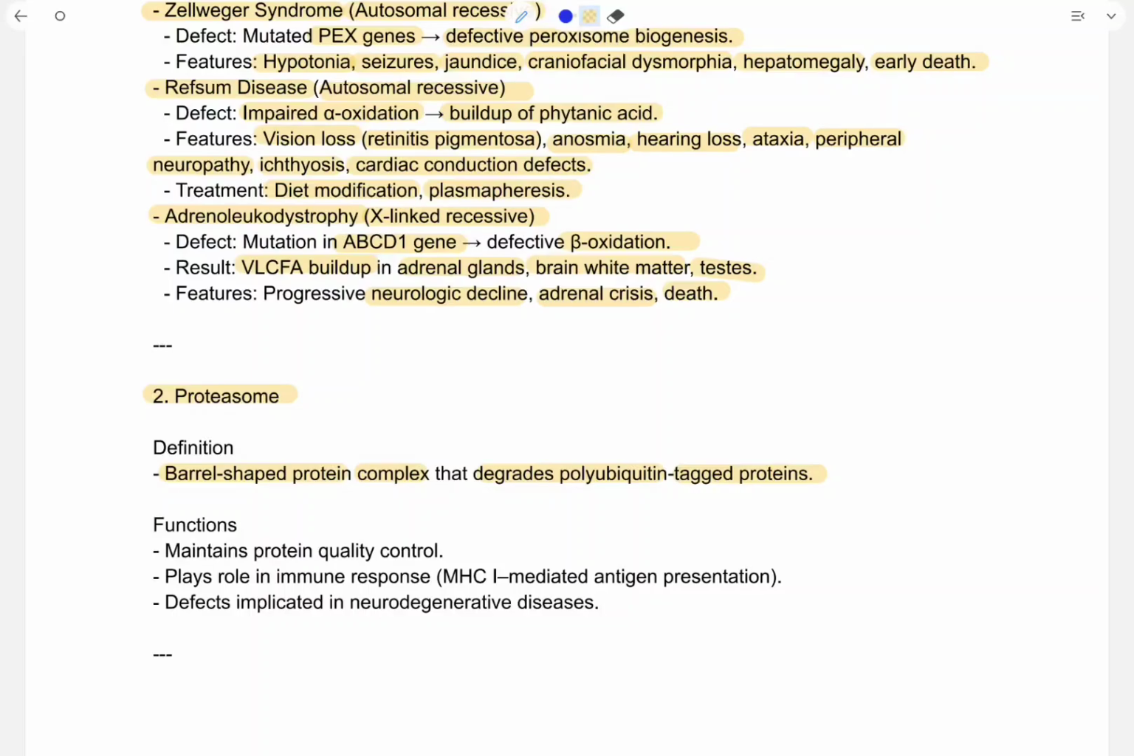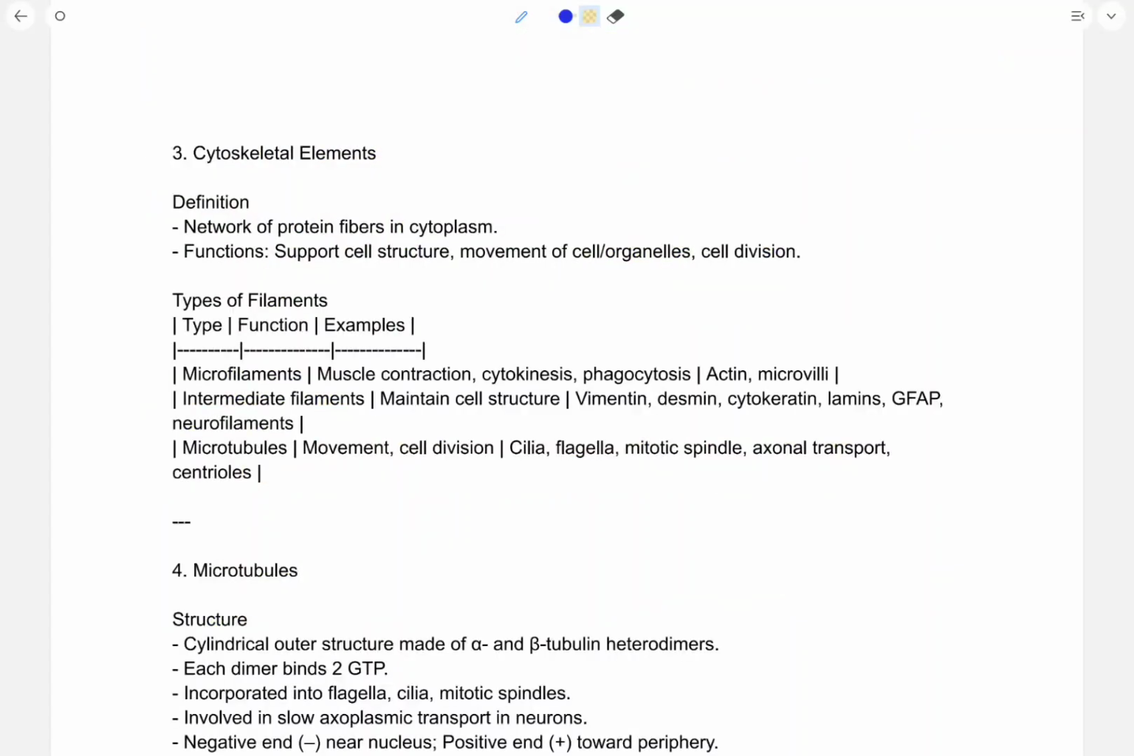The main function of the proteasome is to maintain protein quality control. It plays a role in the immune response, basically MHC class I mediated antigen presentation. This is the second function of the proteasome. When a defect happens in the proteasome, it is implicated in neurodegenerative diseases.